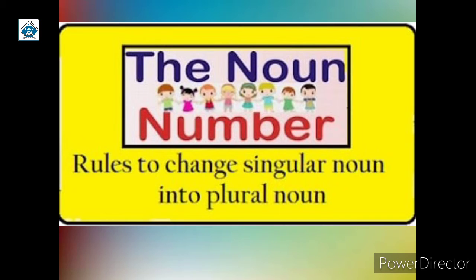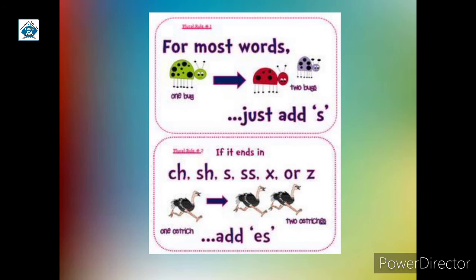Now there are some rules to change a singular noun into a plural noun. Let's have a look. While converting from singular to plural, most of the words end with the alphabet S. As you can see here, 1 bug, 2 bugs. Here the word bugs ends with an alphabet S.